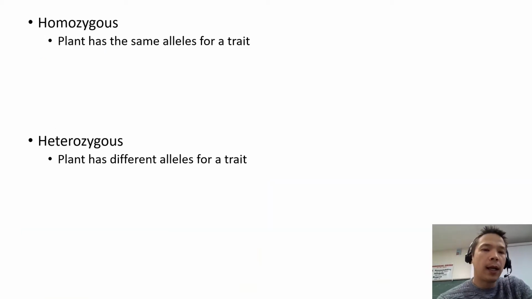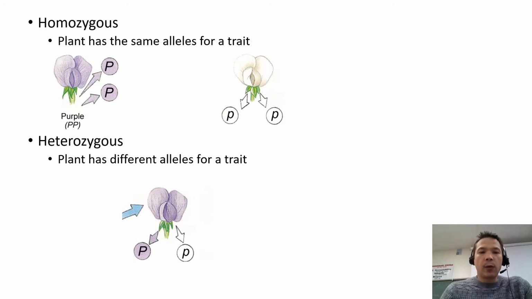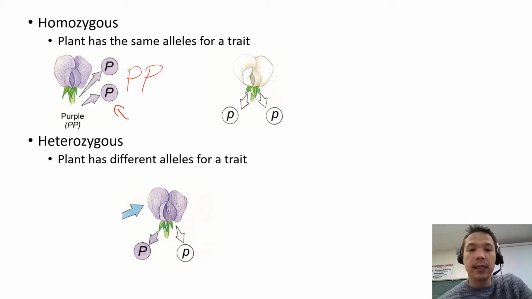Our next couple of definitions are homozygous and heterozygous. Homozygous means a plant has the same alleles for a trait, and heterozygous means a plant has different alleles for a trait. So for this one right here, these two right here are homozygous, because they have the same alleles, capital P, capital P. This one is homozygous. It has little p, little p.